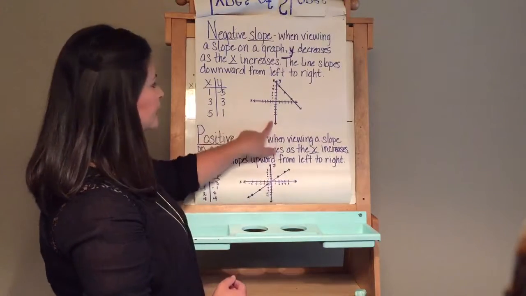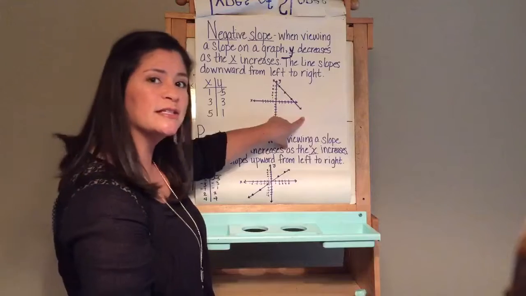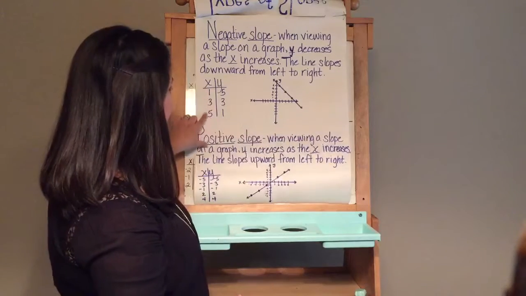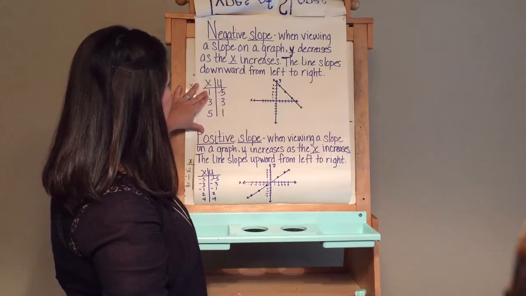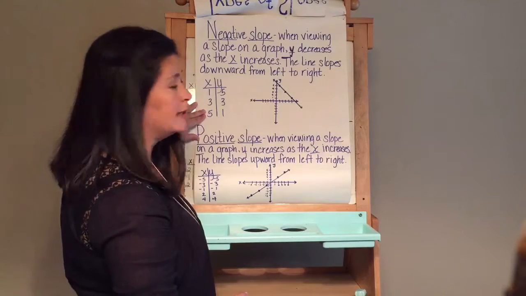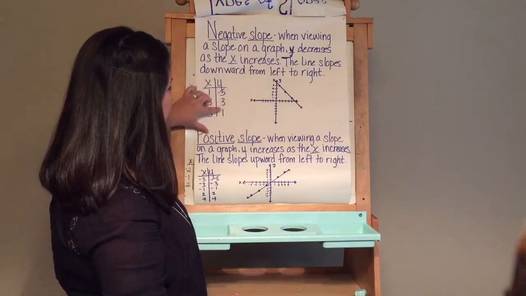So here's a graph, and as you can see, the line has this slope, and it looks like it's going down the hill. And when you look at the x and y coordinates, you're going to have all of your x increasing. It goes 1, 3, 5, and the y is steadily decreasing, 5, 3, 1.